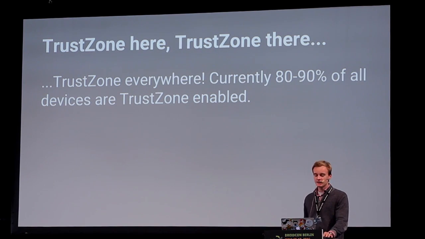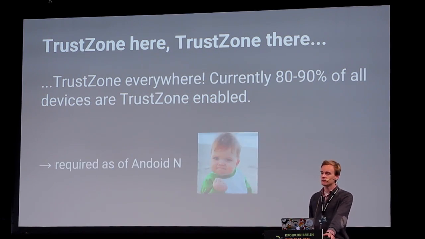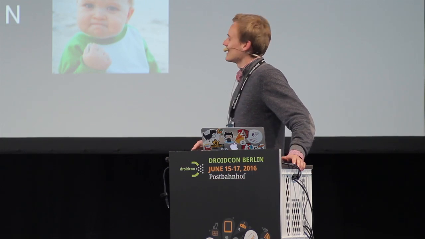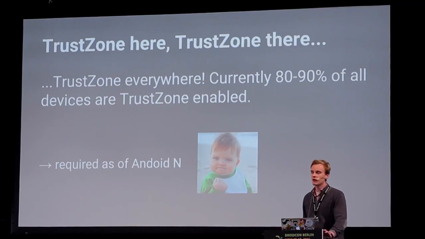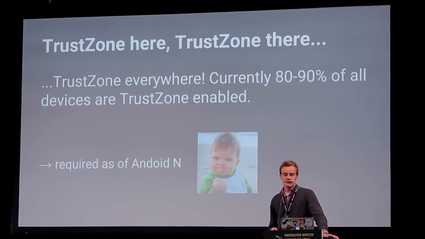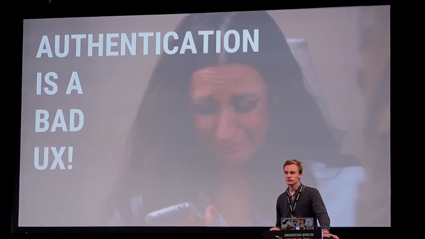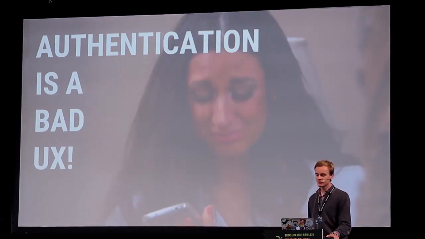And the cool part is that this is a requirement of Android N. So every device which will be shipped with Android N has a TrustZone-enabled CPU, so you can store all your key material inside it in a secure way. But as we all know, authentication is a bad user experience, and we want to get over it.